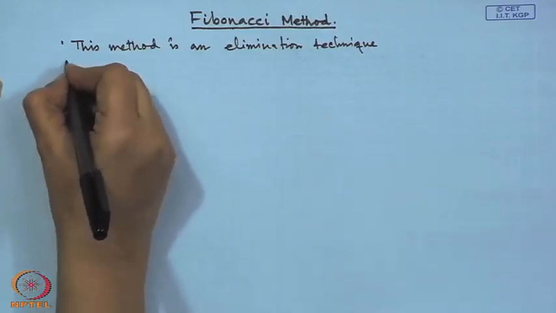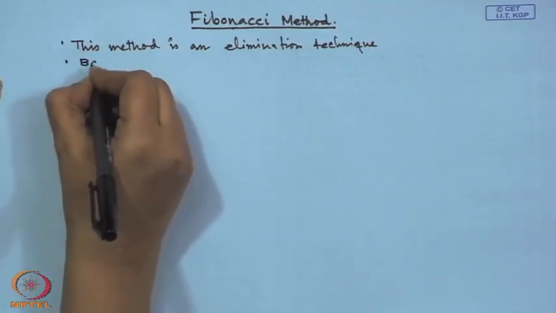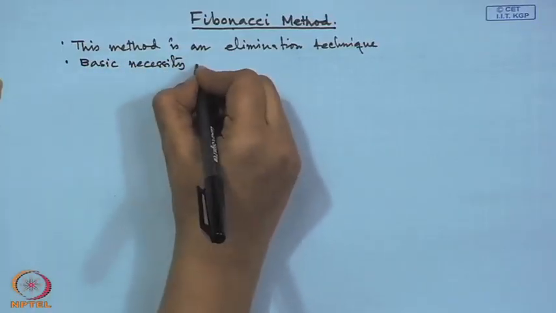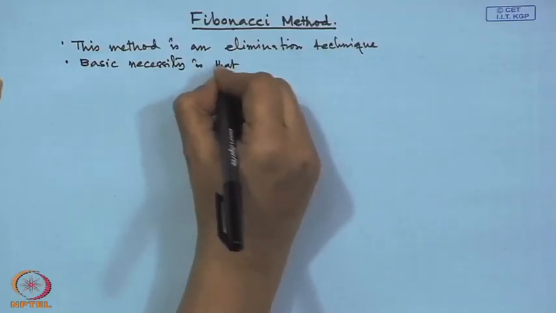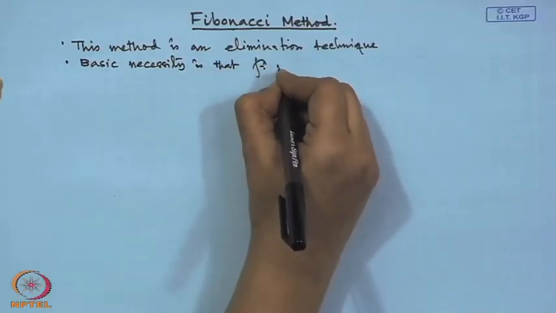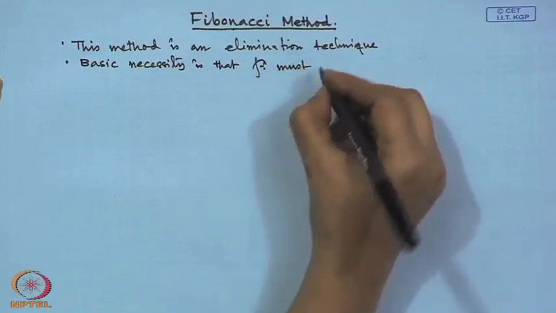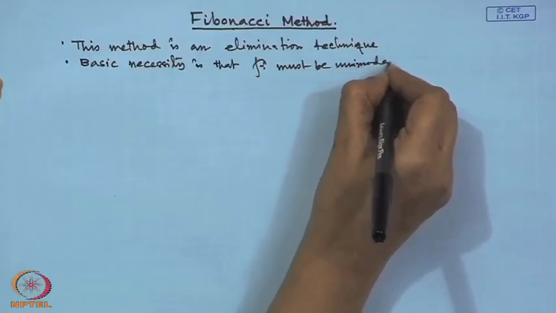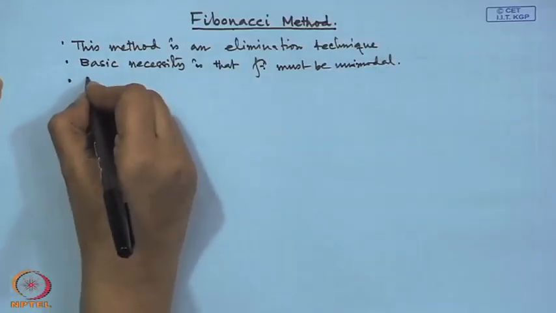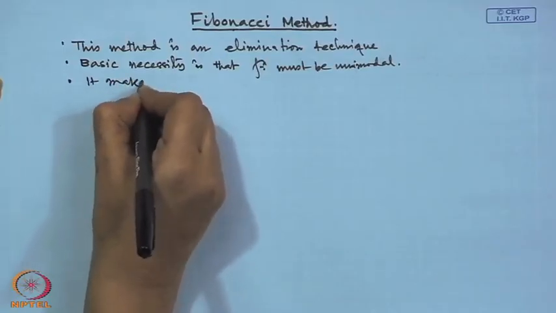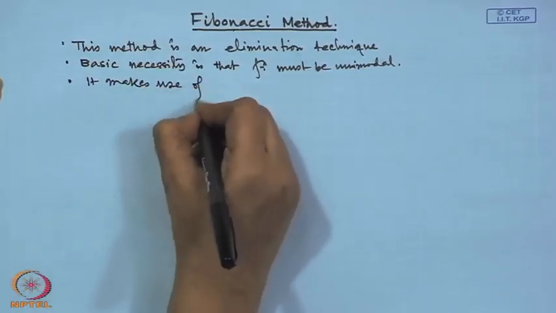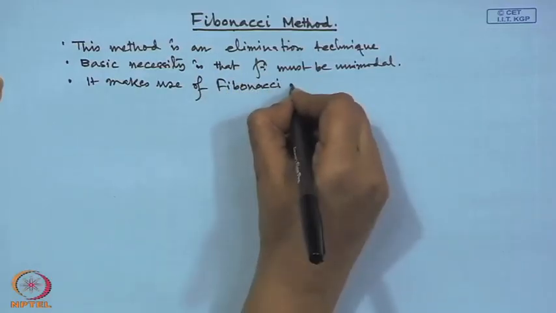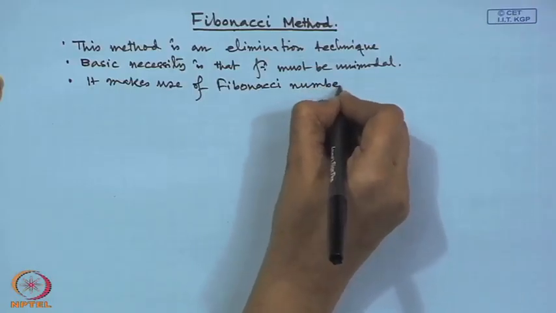for getting the optimal in nonlinear optimization problems. And the basic necessity for applying this method is that the function I am going to optimize must be unimodal in the given range, and it makes use of Fibonacci numbers. There is a well known sequence of Fibonacci numbers.